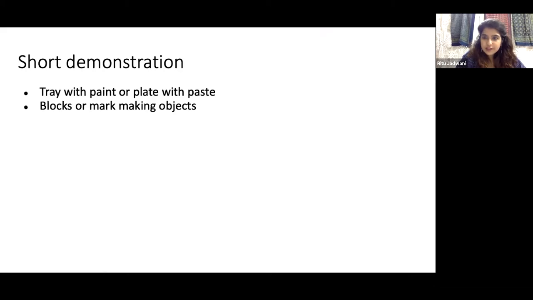If you are printing with me today, I would recommend you have a plate or a tray, and paste or colors. It could be soy sauce, it could be tamarind paste, turmeric paste, anything, any colorful paste that you can find in your kitchen. If you have blocks, wonderful. If you don't, worry not. Look for some local objects in your kitchen or in your wardrobe to create marks.